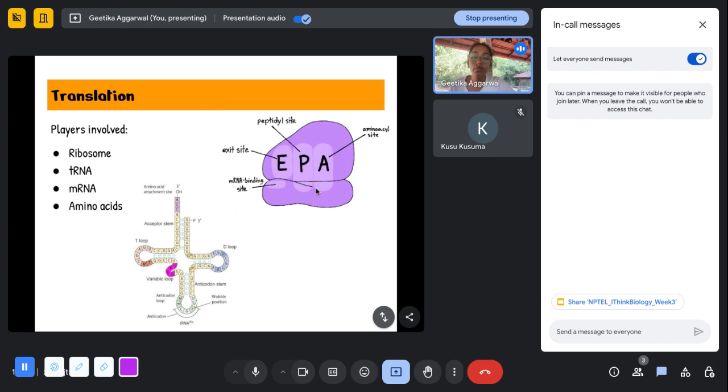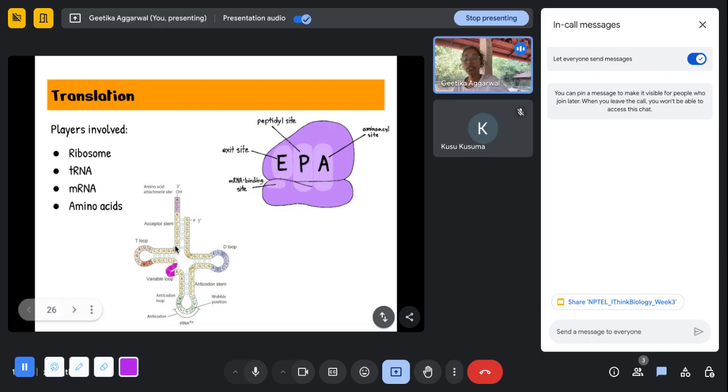And in the lower subunit is actually the mRNA binding site where the mRNA will come and bind. And to these sites, the tRNA will come and bind. At the A site, the first tRNA binds, and then it moves on to the P site. And once the amino acids present on the tRNA have attached to each other, then they exit from the ribosome, and the ribosome moves along the mRNA.